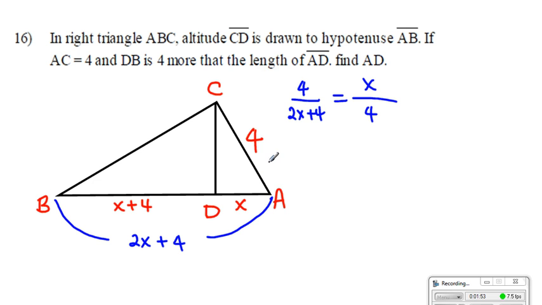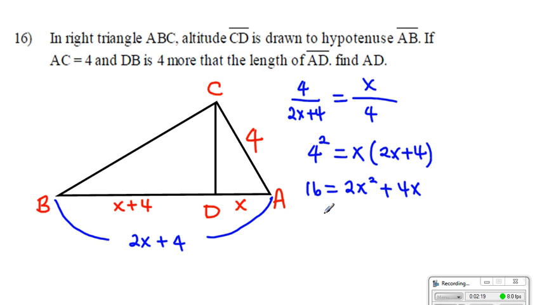Now if you use the toothpaste method, then it will be 4 squared, which is the same ratio as this one. It's equal to the same side line segment, X, times the entire thing, which is 2X plus 4. Either way, we end up getting the same equation. Now here we have 16 equals 2X squared plus 4X. Now by subtracting 16, 0 equals 2X squared plus 4X minus 16. Then when you divide the whole thing by 2, we get X squared plus 2X minus 8 equals 0.